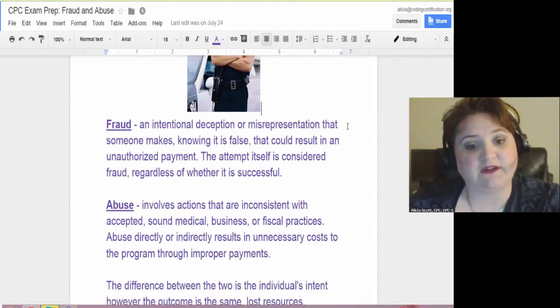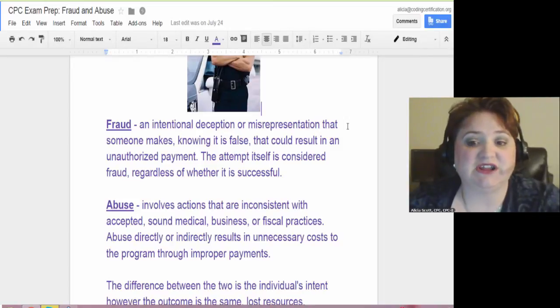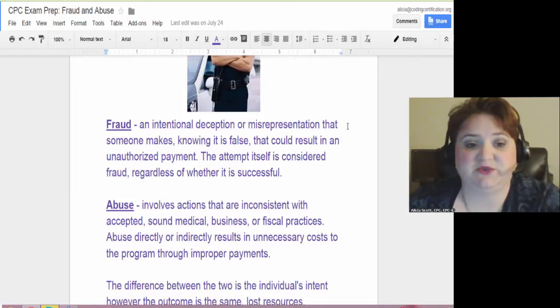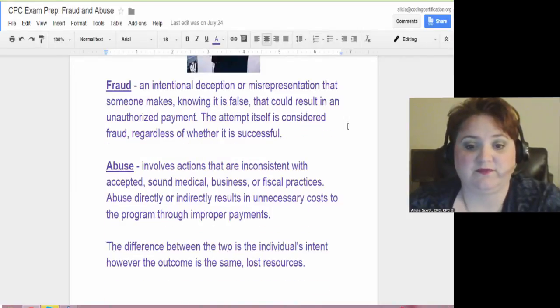Abuse, however, is a little bit different. It involves actions that are inconsistent with accepted sound medical, business, or fiscal practices. Abuse directly or indirectly results in unnecessary costs to the program through improper payments. So, what's the difference between fraud and abuse? The difference between the two is the individual's intent. However, the outcome is the same. You're going to lose resources, and you're going to have to pay money back.